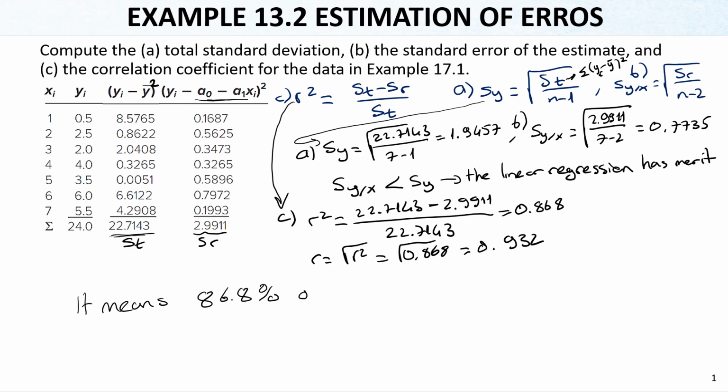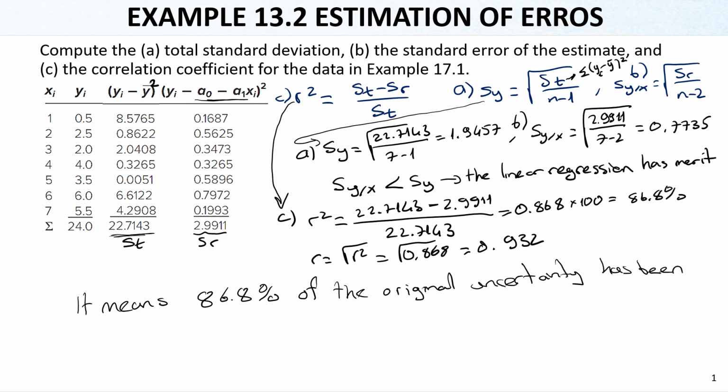And it means 86.8%. So if we multiply this by 100, this gives us a coverage value, 86.8% of the original uncertainty has been explained or covered, let's say, by the linear regression model.